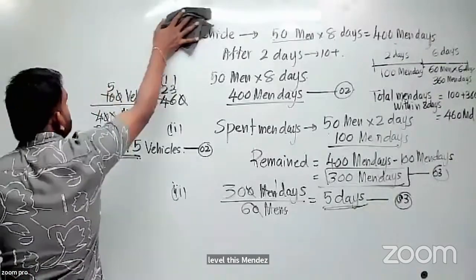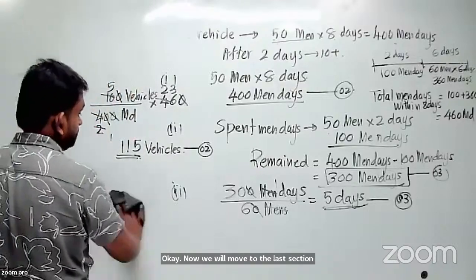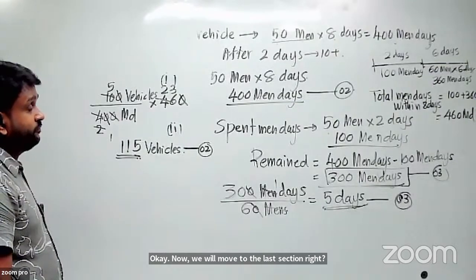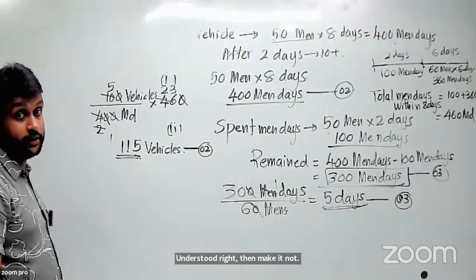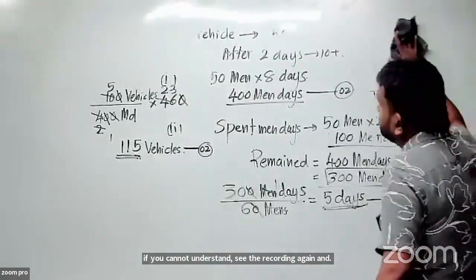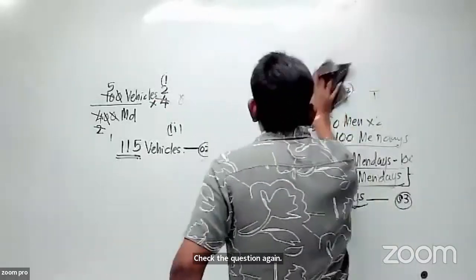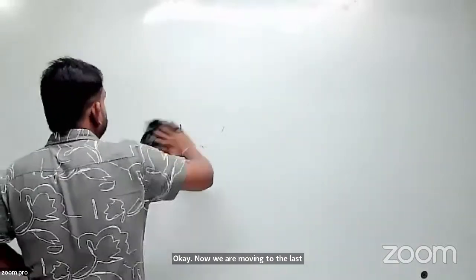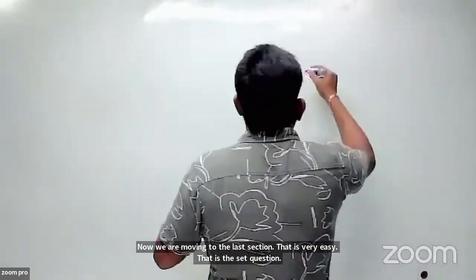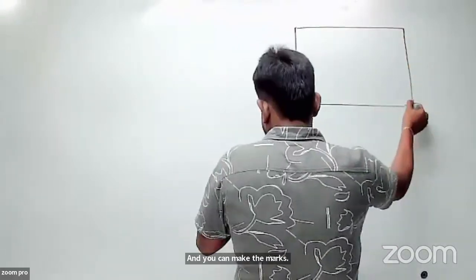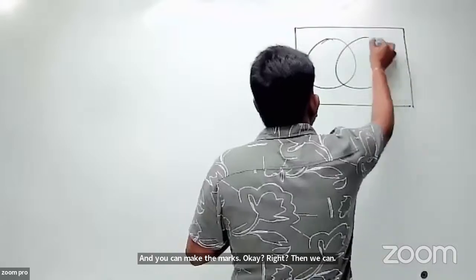Okay, now we will move to the last question, right? Understood? If you cannot understand, see the recording again and check the question again. Okay, now we are moving to the last question. That is very easy. That is the set question. See the set question, and you can make the marks. Then we can check your marks for the first paper.